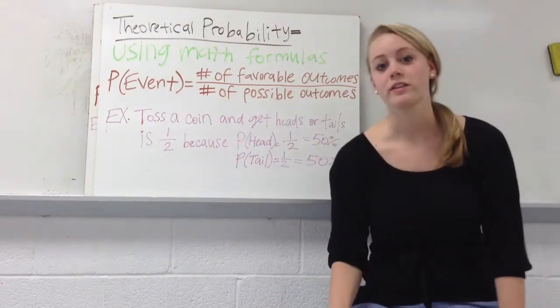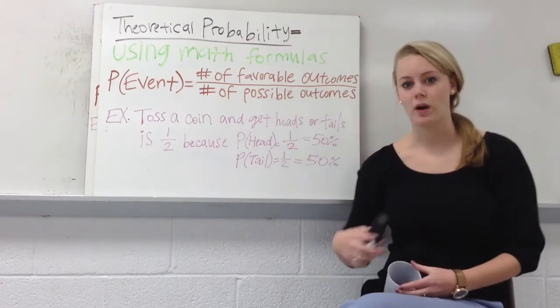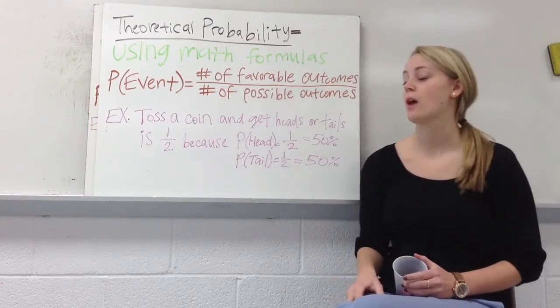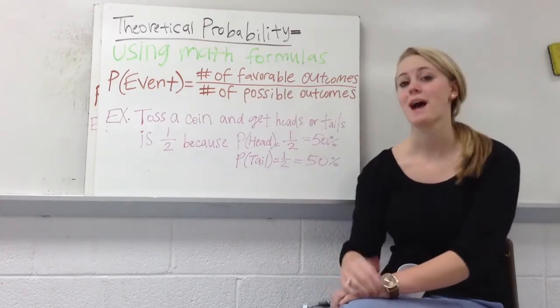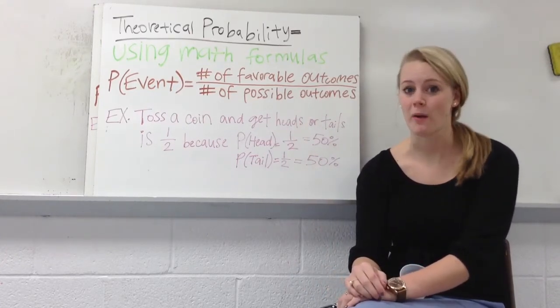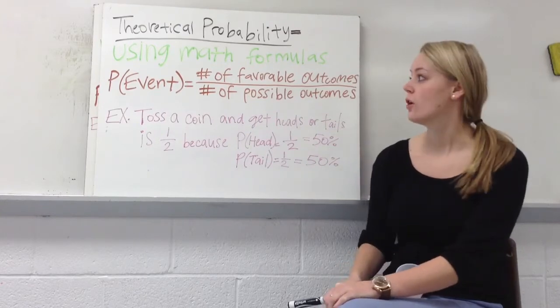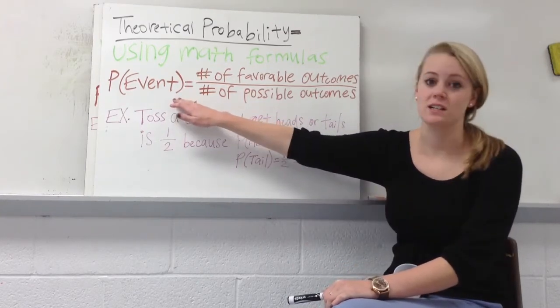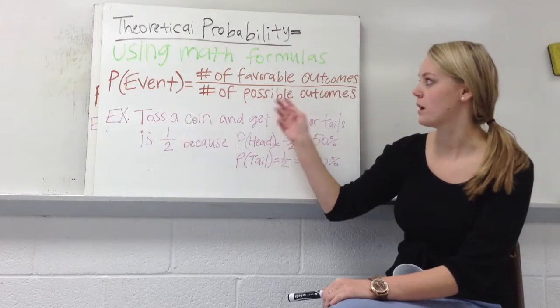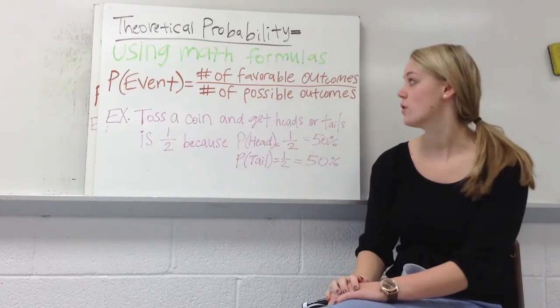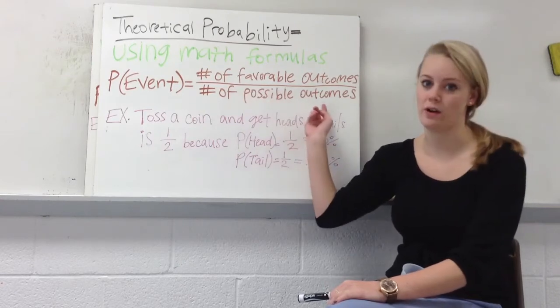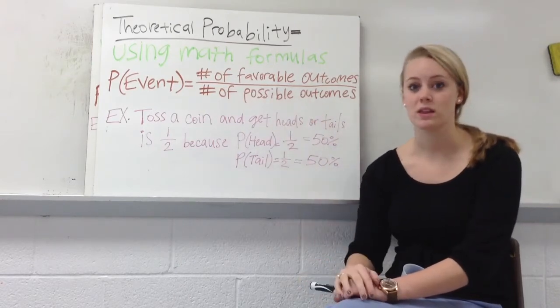Today we're going to talk about theoretical and experimental probability. Theoretical probability is what we've been doing this whole time, using math formulas to find the probability of an event. This should already be in your notes: the number of favorable outcomes is divided by the number of possible outcomes. And this is what we've been doing this whole time.